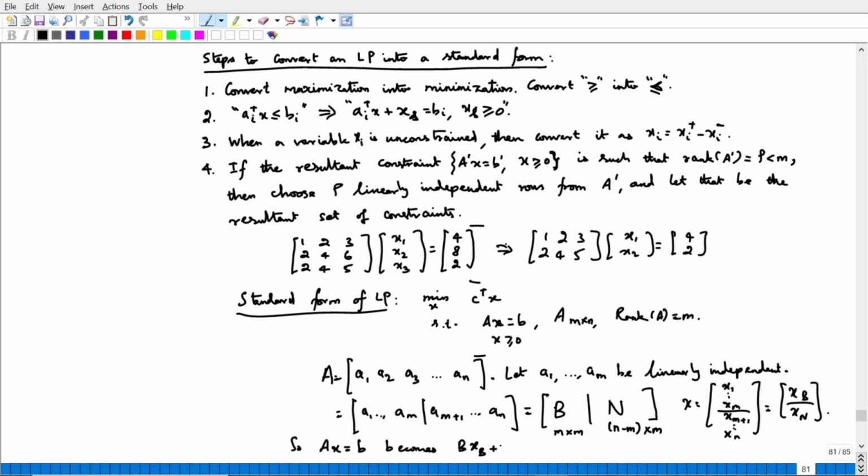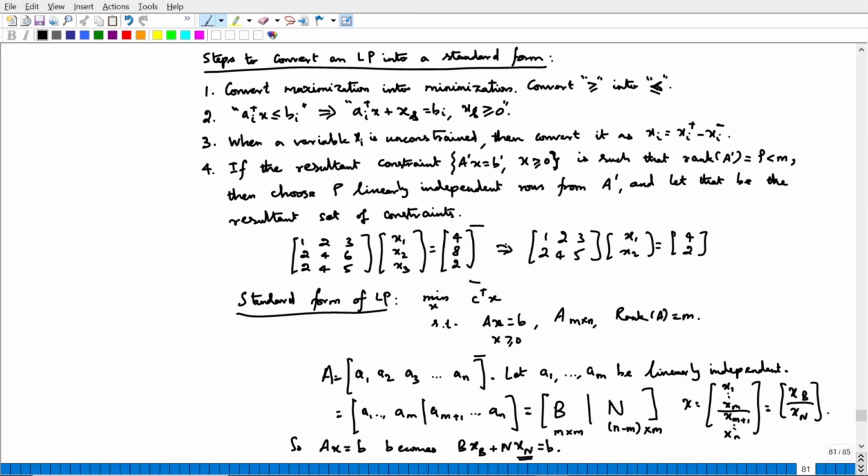Now, Ax equal to b becomes BxB plus NxN equal to b. Note that B is an m cross m matrix with rank equal to m, which means the matrix B is actually invertible. Please keep that in mind, because it is an m cross m matrix with rank m. So, that is invertible.